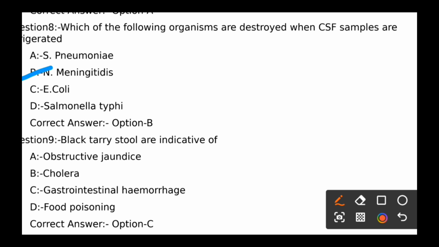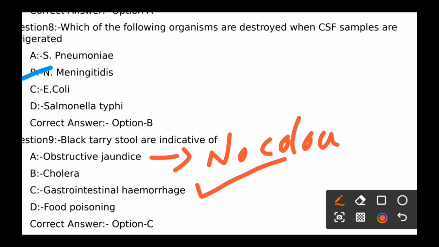Question number 9. Black tarry stools are indicative of obstructive jaundice, cholera, gastrointestinal hemorrhage, food poisoning. The right answer is option C gastrointestinal hemorrhage. In obstructive jaundice, there will be no color to the stool because of the lack of urobilinogen.